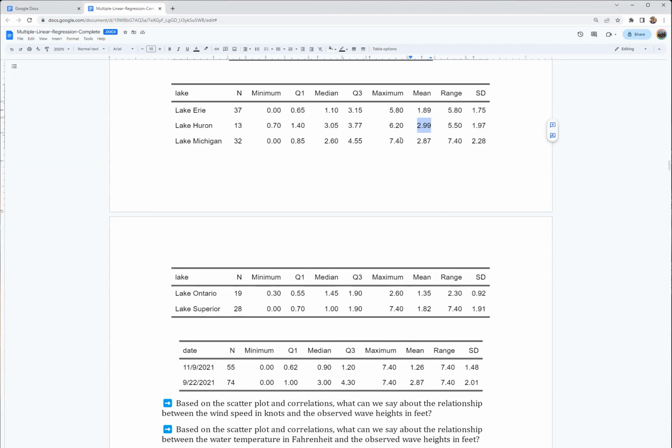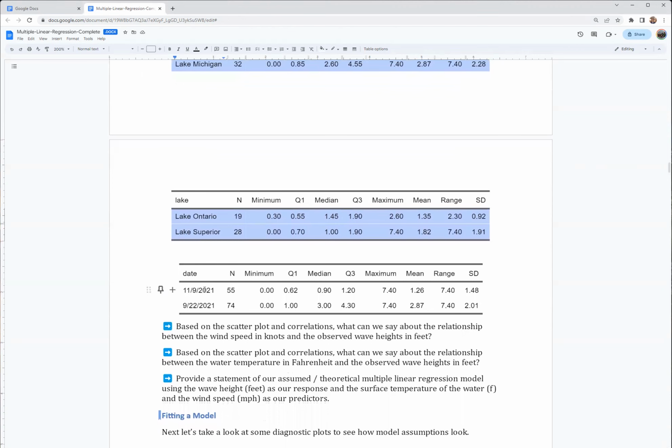And then for the minimum, it's 0 or close to 0 for all the lakes. So this is summary statistics stratified for each Great Lake. And then here we also have it stratified by the two dates, because there were two different dates. So we can see, maybe there's a difference by the day of the measurement, right? It looks like potentially a little bit, but we won't account for that here.